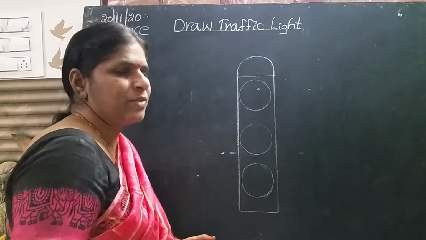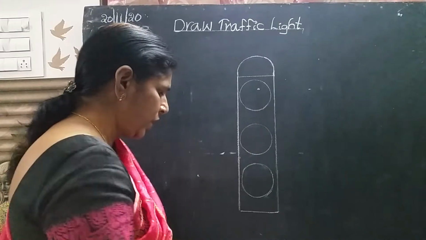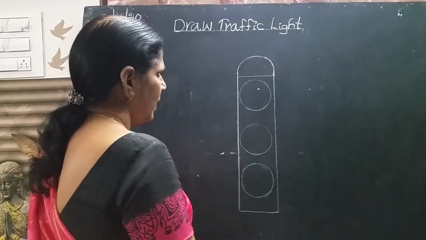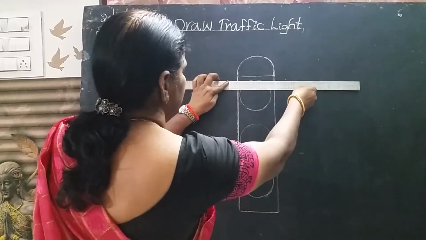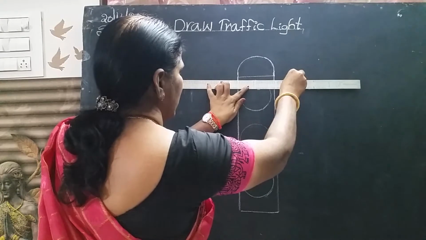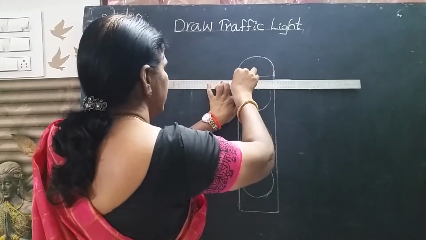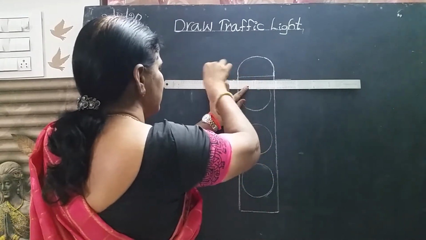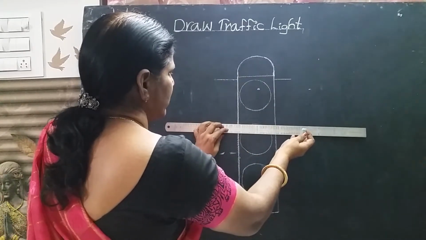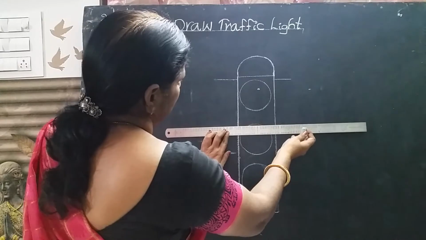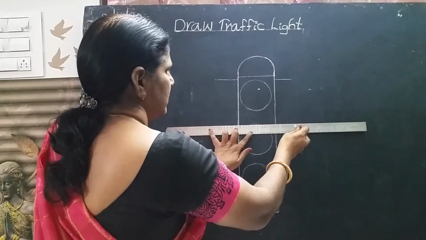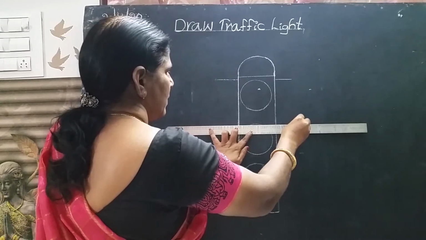Now you have to draw small lines, children. Above the circle you have to draw small lines like this. This side one small line, this side one small line. Again second circle. Go to the second circle. Keep the scale straight. Draw like this.